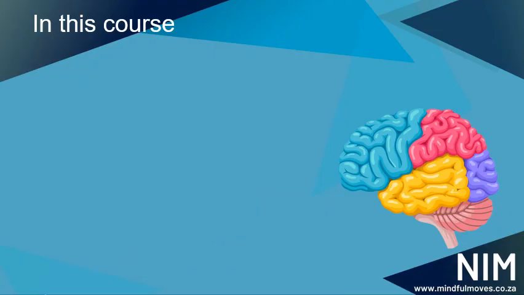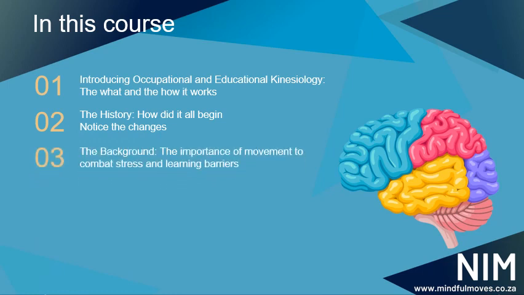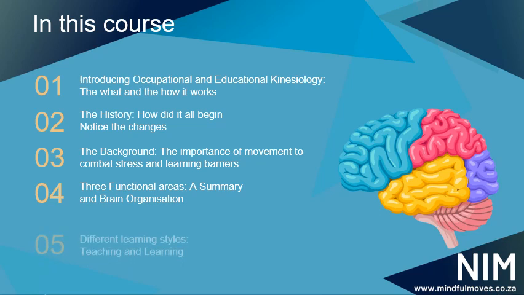In this course, we're going to be looking at what is occupational or educational kinesiology, all the what's and how it works, the history behind it, how did it all begin, and we're going to look at noticing some of these changes within us. We're also going to notice the background, the importance of movement to combat stress and learning barriers. In this course, we look at the 3 functional areas, a summary of brain organization, as well as different learning styles in order to teach and learn.